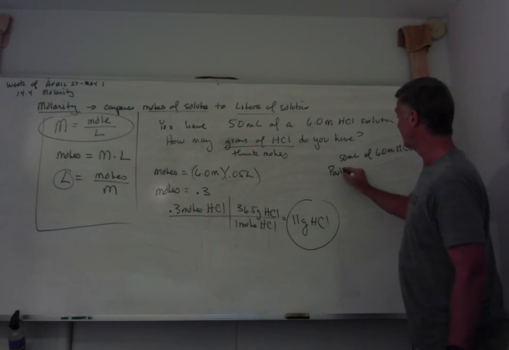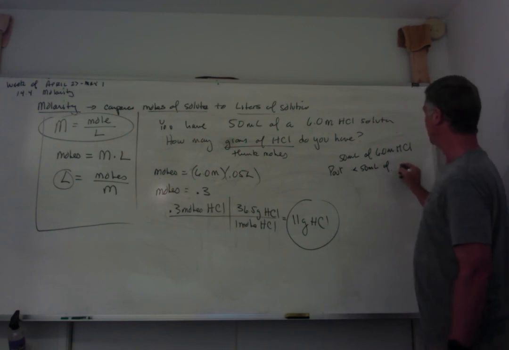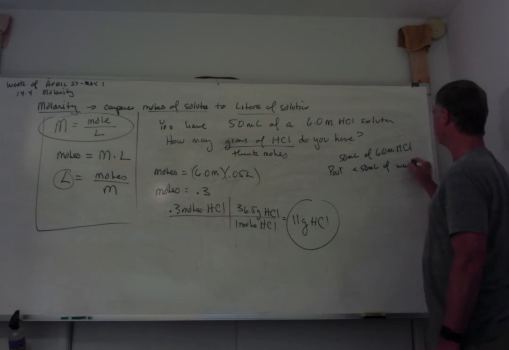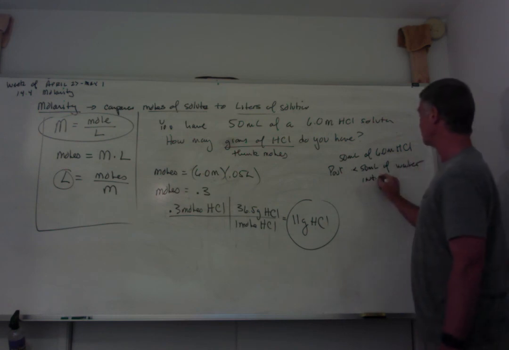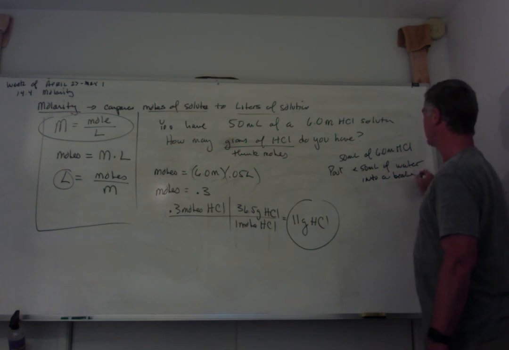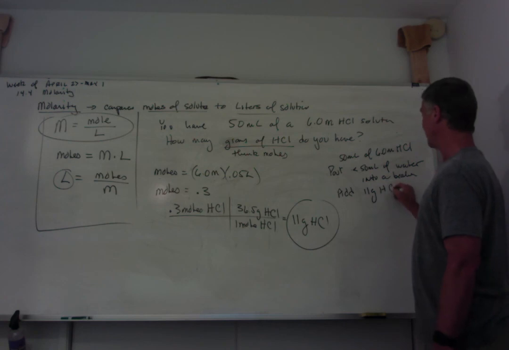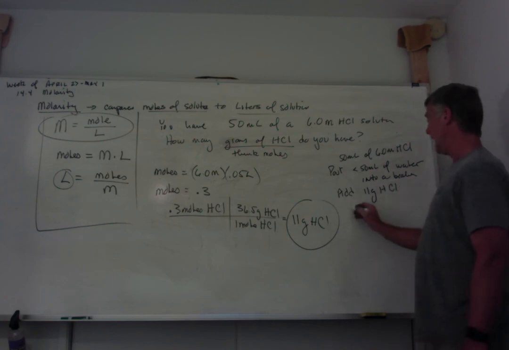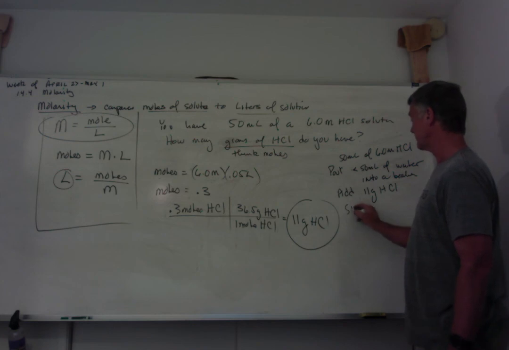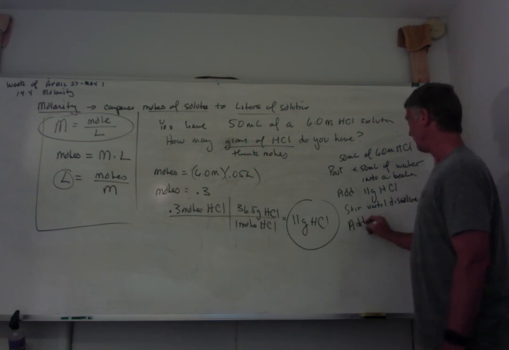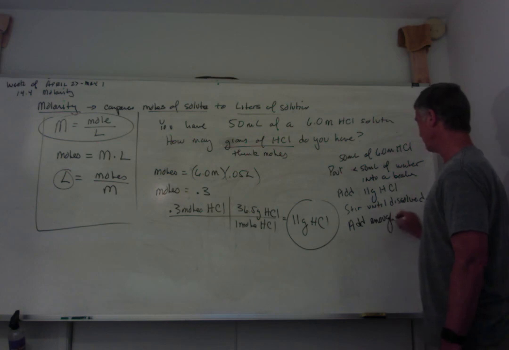Pour less than 50 milliliters of water into a beaker. Add 11 grams of HCl, and then stir until dissolved, and then add enough water to get to 50 milliliters.